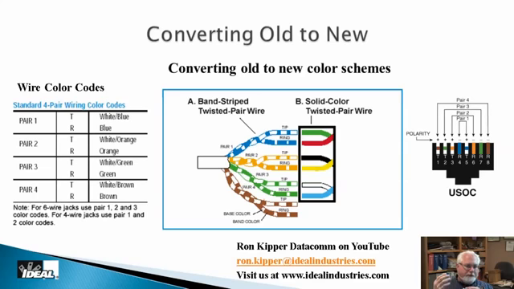So that's how we go about converting old to new if we had to. And you'll notice on the chart on the left and in the middle there that the white conductor of that Cat array color is always the tip of the pair, and the colored version of it is always the ring of the pair.